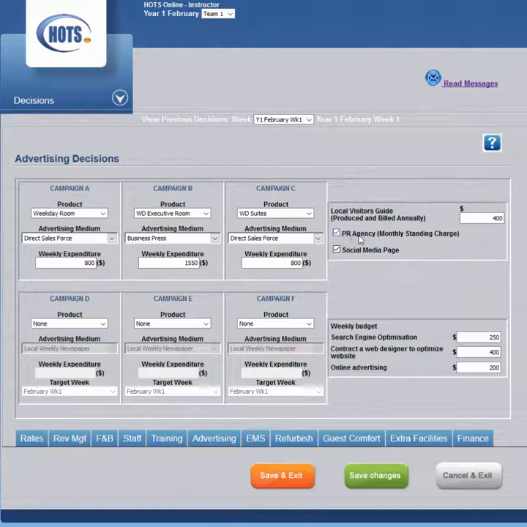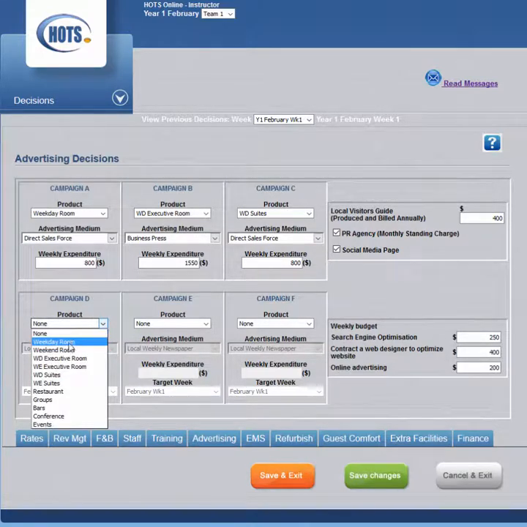They can choose to employ the services of a PR agency, which will help them refine their adverts and place them properly. They can be in the local visitors guide. They can open a social media page, a sort of combination between Facebook and Twitter that we'll look at in just a moment. They can set weekly budgets for things like search engine optimization, web designing and online advertising, largely to generate sales through their own booking engine. And they can run campaigns in traditional media for target dates, target weeks.